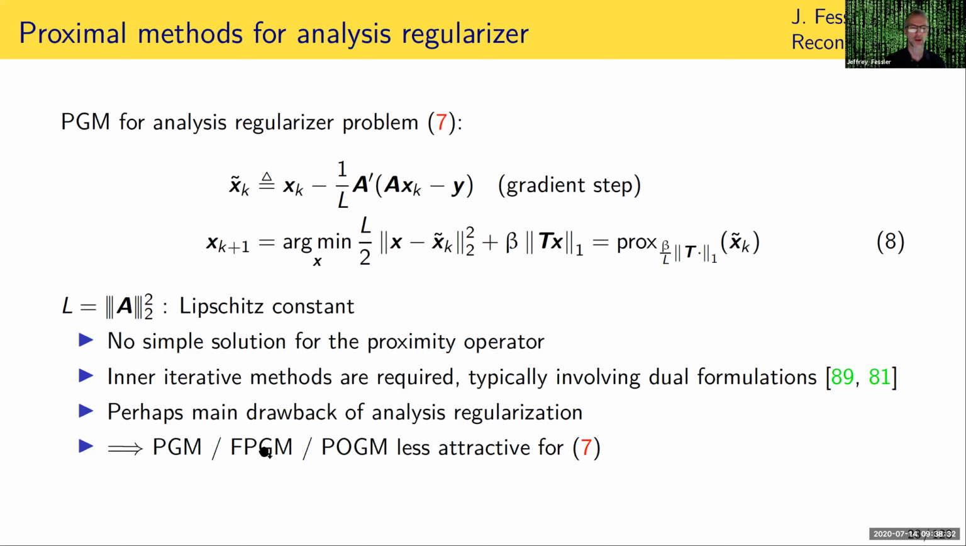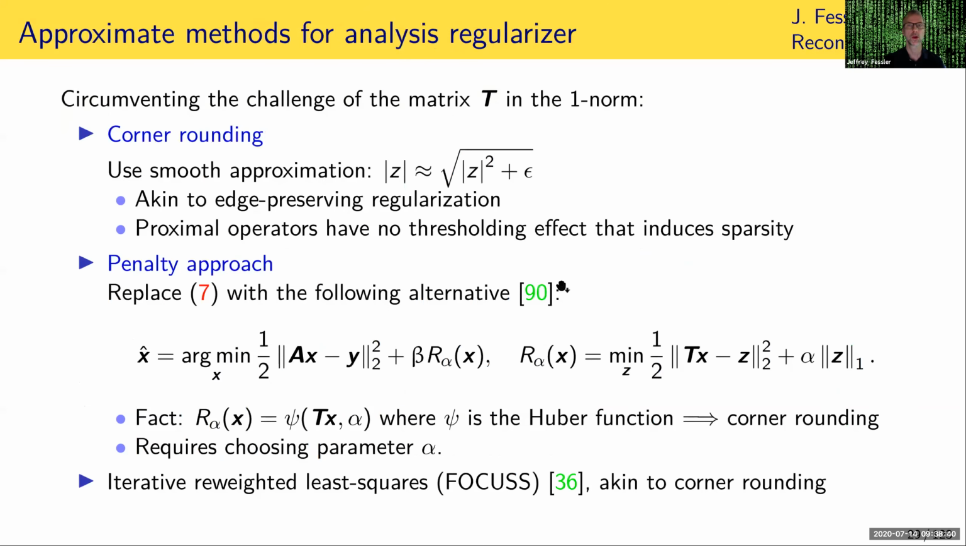All right, so the POGM, these kind of first order methods are not as attractive for the analysis formulation because of that matrix T. So what can you do? Well, one option is you can punt and say, let me just replace my 1 norm with an approximate 1 norm by rounding the corner of the absolute value function. Lots of papers have done that.